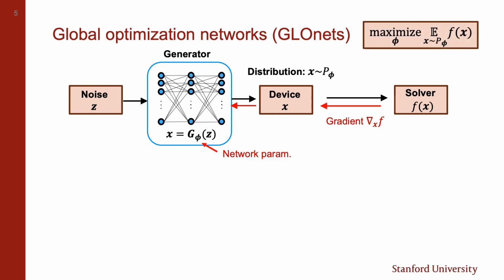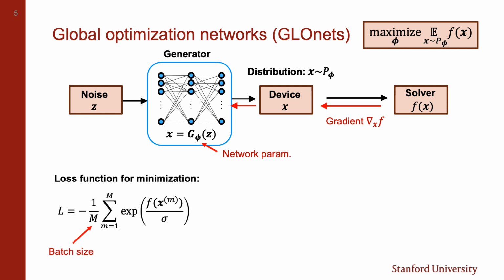Now, we're reframing the problem as optimizing the distribution of devices from the generator instead of a single device. The optimization objective function also becomes the expected value of f under the distribution p phi, which is the integral of f of x multiplied by the probability p phi over the whole design space. When this objective function is maximized, the generator should be able to produce a device pattern at the global optimum with 100% certainty.